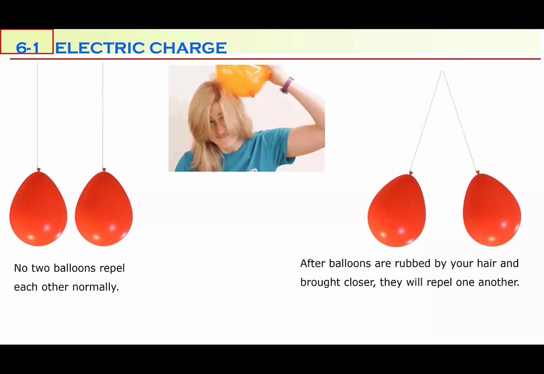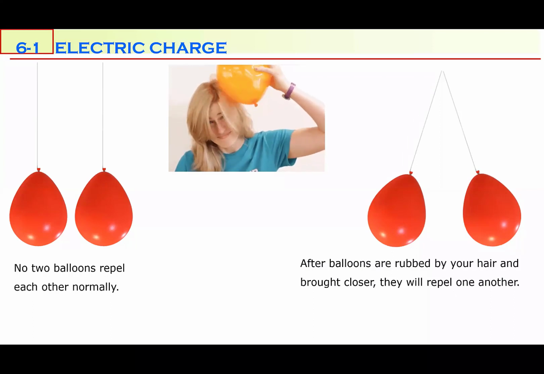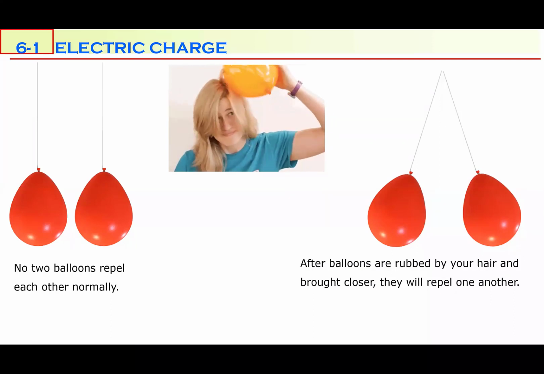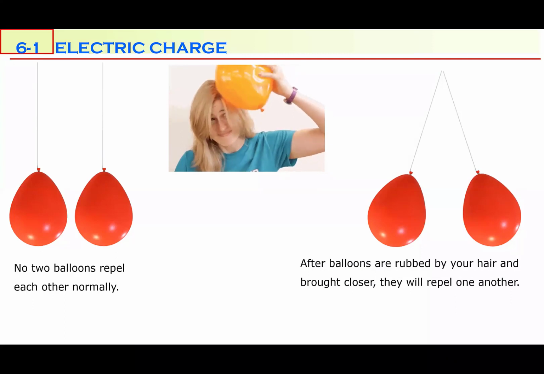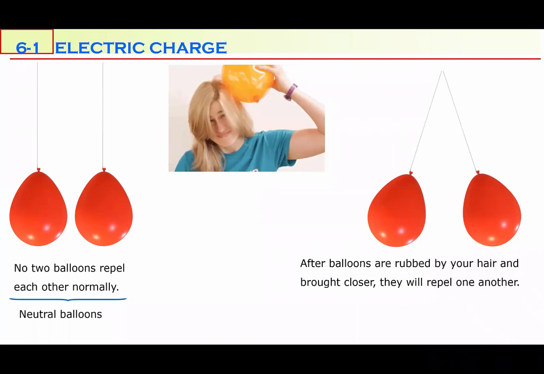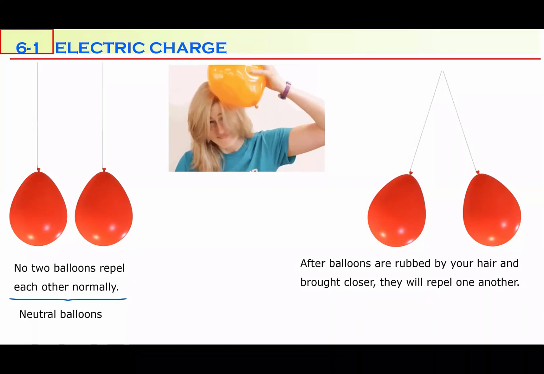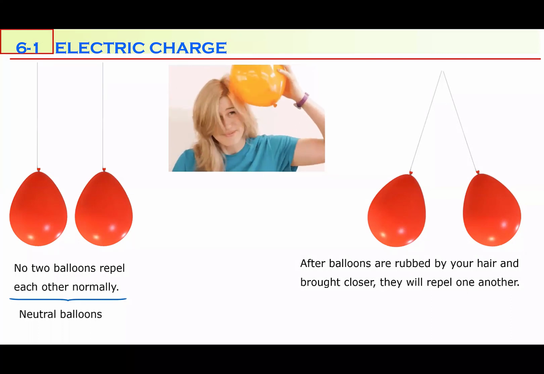That thing is electrical property. The electrical property of the balloon changes while you are rubbing this balloon with your hair. Initially, the balloon is at a neutral state. Neutral means not to tend to attract something, not to tend to repel something. Neutral means, in fact, natural.